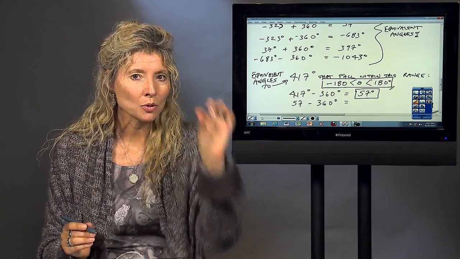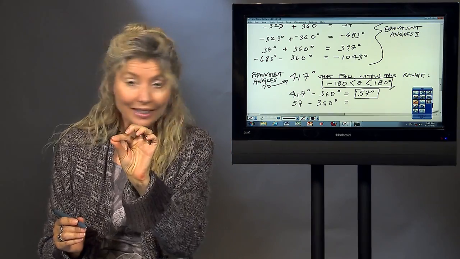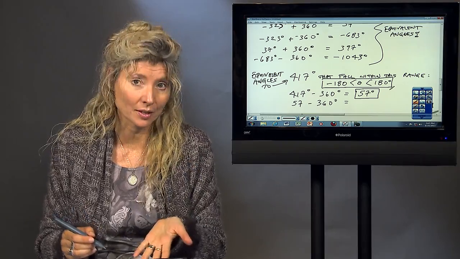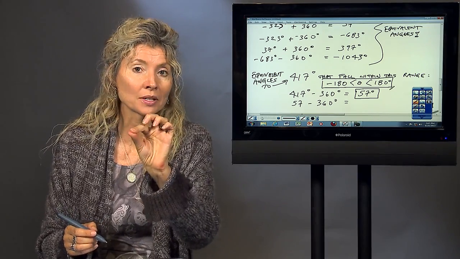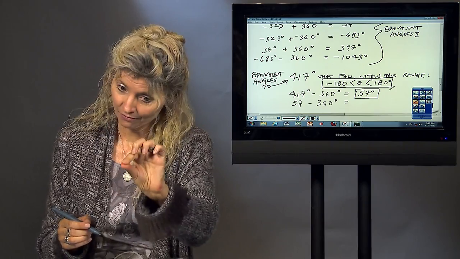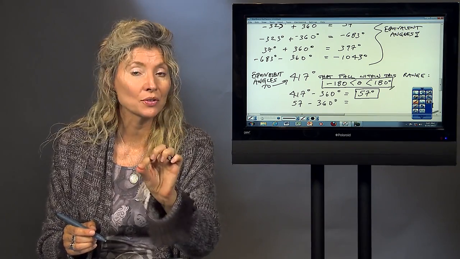If you add or subtract 180, you're not going to get back to your home, right? Your home base is 417 degrees for this problem. You want to get back to 417, so if you add or subtract 360, you're back on track. You're back where you started.